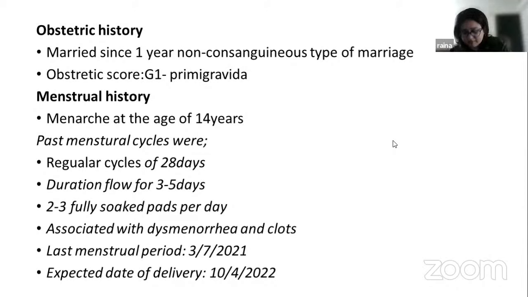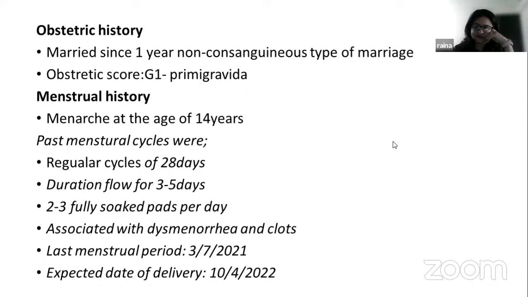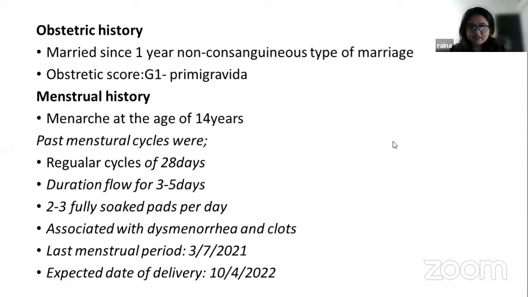10th April. Okay, so tell me how you calculated the estimated date of delivery. Naegele's formula, plus 7, minus 3. Plus 7 days, minus 3 months. Okay, or plus 9 months and 7 days. So basically you calculated by adding 9 months and 7 days to the last menstrual period, or subtracting 3 months and adding 7 days. This is called Naegele's formula.